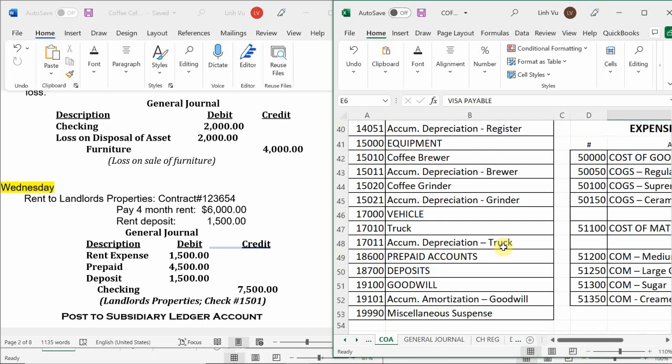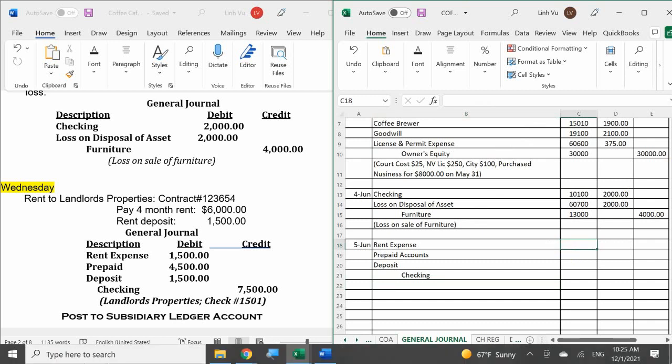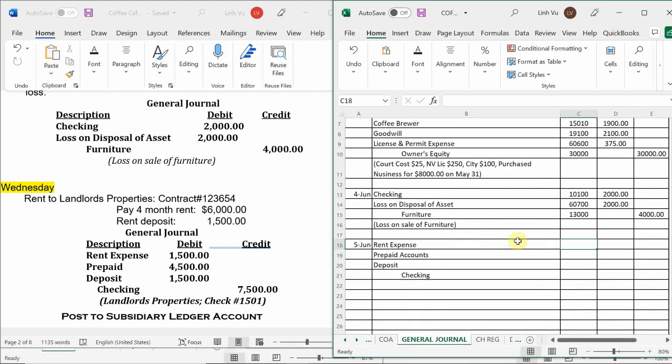And of course, because we're going to be writing our very first check, that money is going to come directly out from our checking account. So let's go ahead and properly journalize that. So I have all of those accounts, and we have our checking account because the money's going to come right out from that. Rent expense was account, I already forgot the account number. 62,000. Thank you. Okay, my prepaid accounts was 18,600. Deposit was 18,700, and last of course checking, which we can look right above, 10,100.